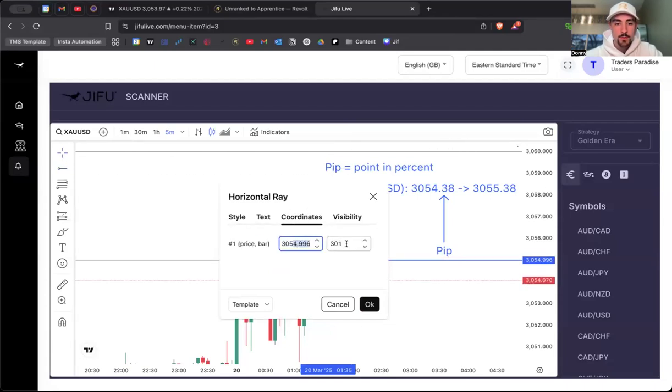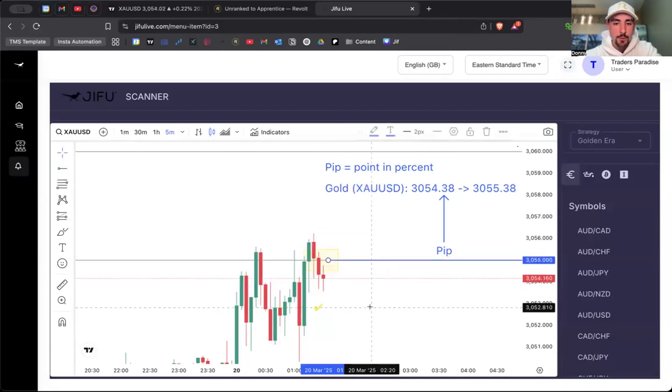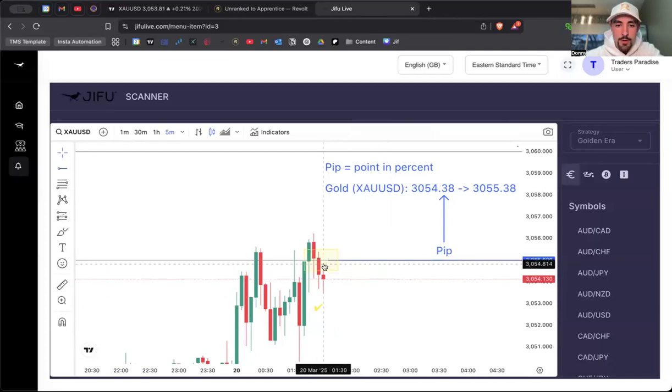Okay. It's just a personal preference thing. It's worked really well for me. But I want to see price trade back into kind of the middle of that golden zone, essentially.